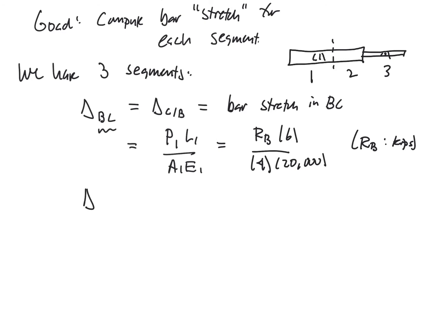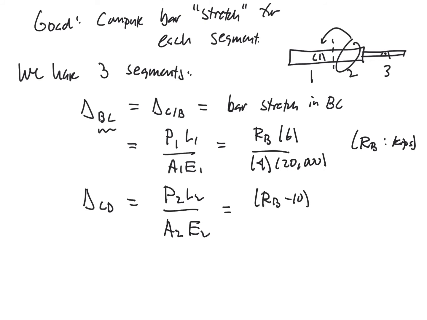We'll also have the delta of C to D. That's going to be the force in bar 2, the length of the second segment, area, and the E value. Now again, the 2 means this segment, which has the same properties as 1. We're just numbering those in an ad hoc fashion to denote the fact that we've got 3 segments. That's going to be RB minus 10. That is the internal bar force for the second segment, times its length, that's 4 inches, divided by the area and the 20,000.